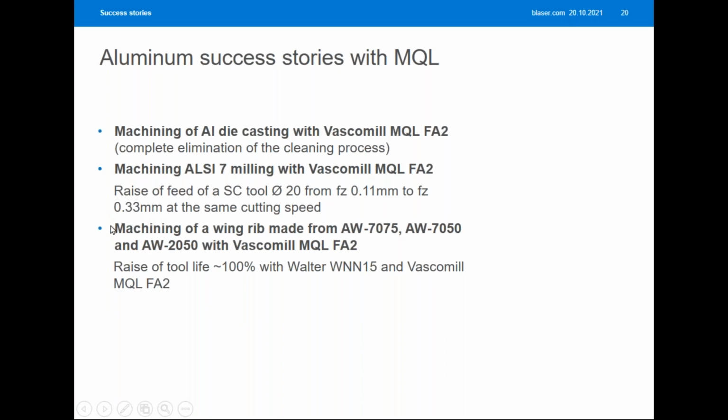And also a very nice example is the machining of wing ribs made from 7075, 7050, and 2050. There we were working with Walter and Starrag to increase this process. And especially on 2050, this was a very sticky and difficult to machine material, where we were able to increase the tool life by 100%.